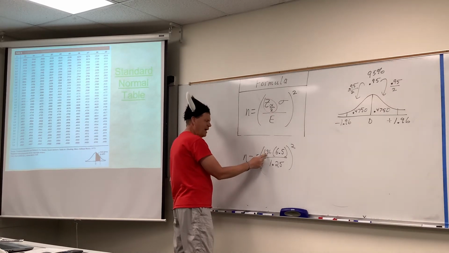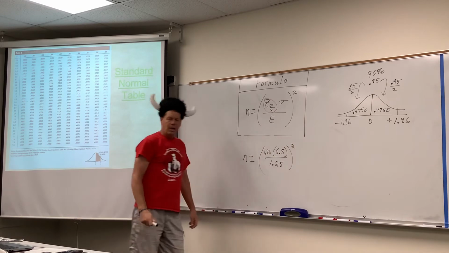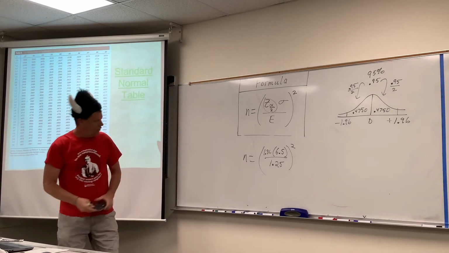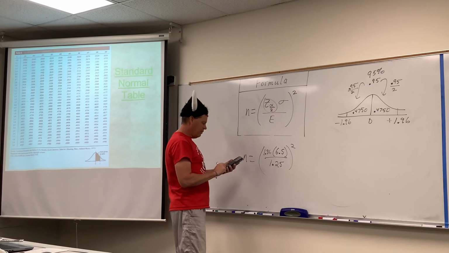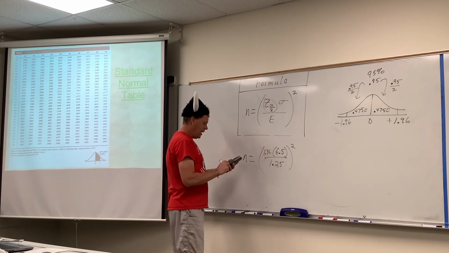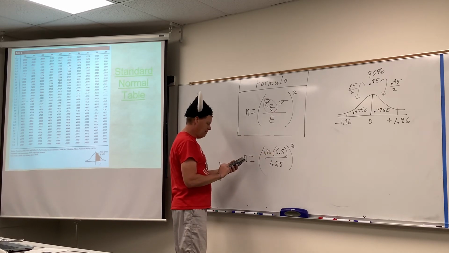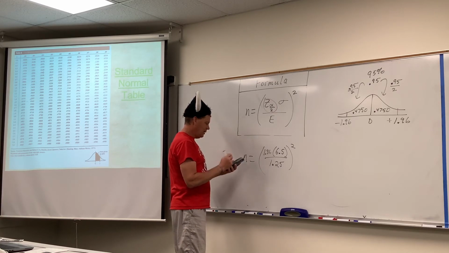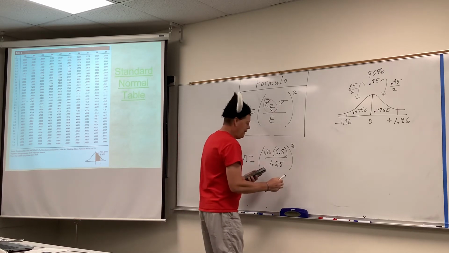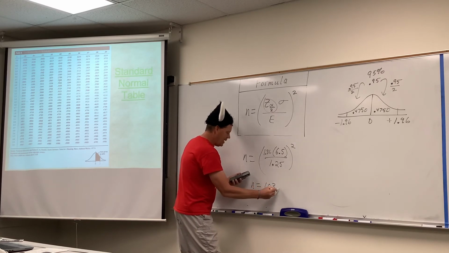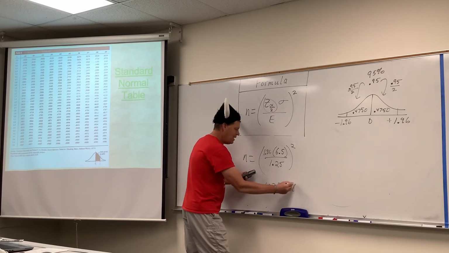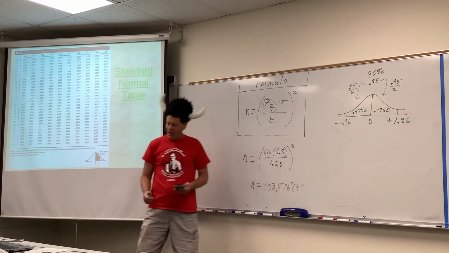And it isn't going to matter whether we do the plus or the minus because it's going to get squared eventually. So there you go. And so 1.96 times 6.5 divided by 1.25 and then squared, order of operations. This comes out to be 103.87 and so on.